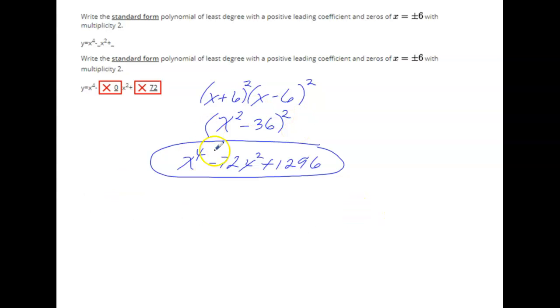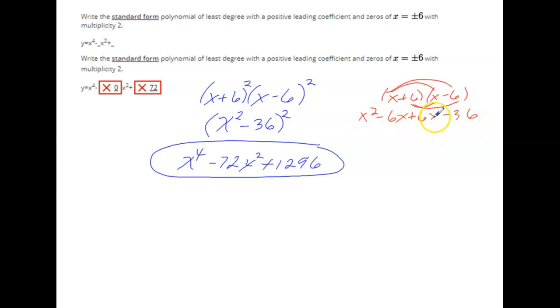If you don't remember the shortcuts for the difference of squares and the perfect square trinomial, I'll show you how to work those out the long way. So if you have an x plus 6 and an x minus 6, and you FOIL, x times x is x squared, x times -6 is -6x, 6 times x is +6x, and 6 times -6 is -36.